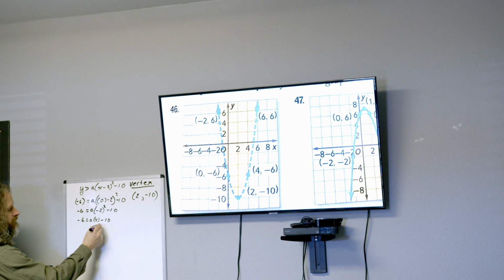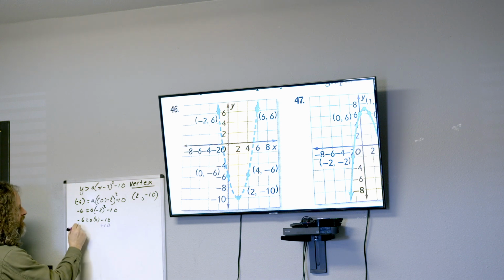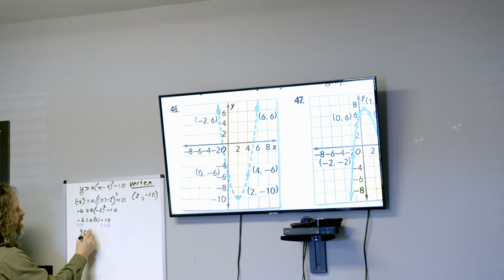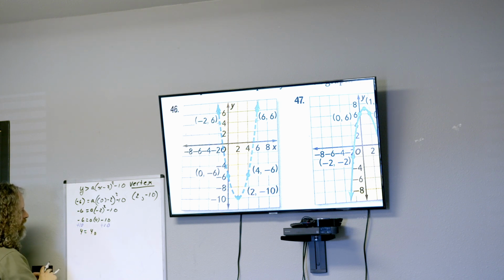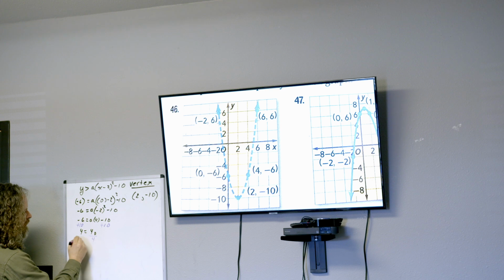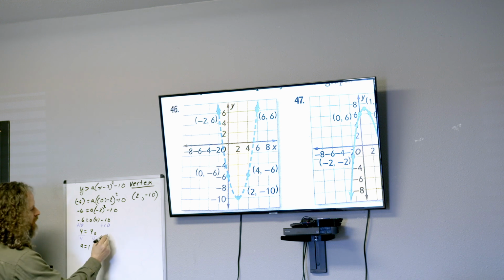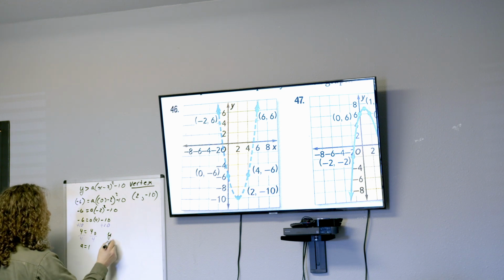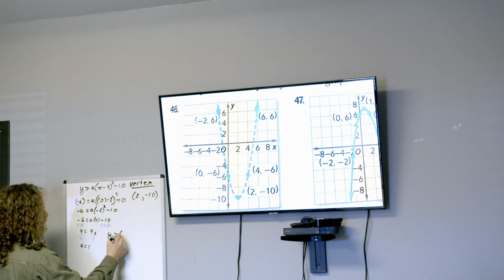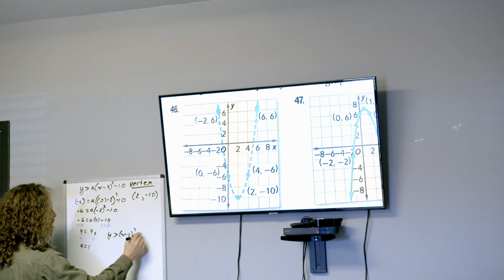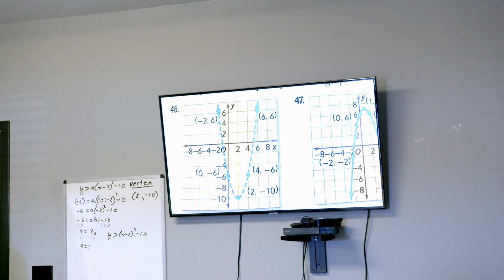Add 10 to both sides. And then divide by 4. 4 equals 4A. And then divide by 4. So A equals 1. So the inequality is y is greater than x minus 2 squared minus 10. Now it doesn't say, so based on the instructions, you could circle that and move on with your life.